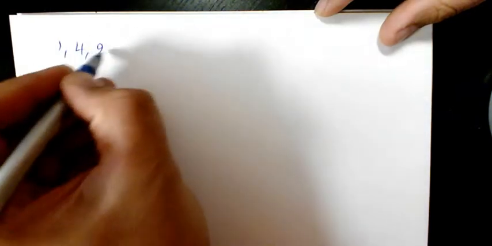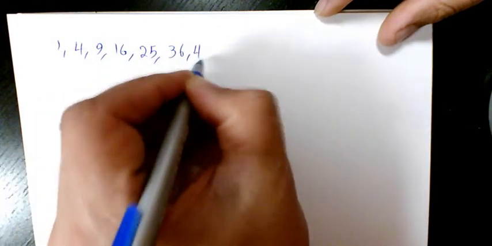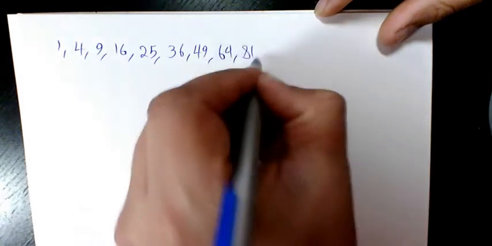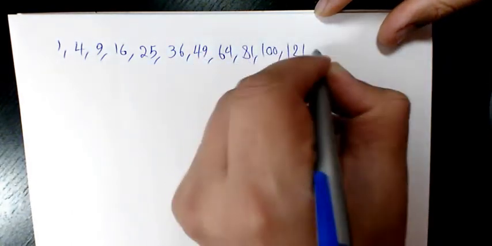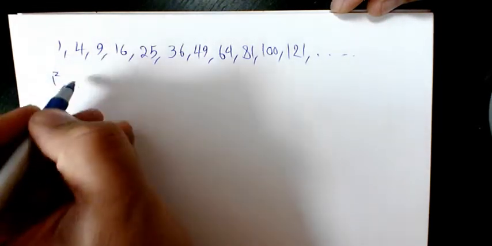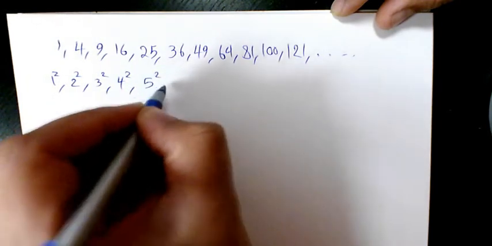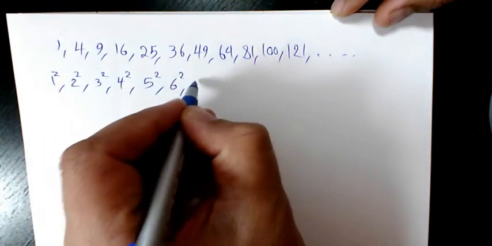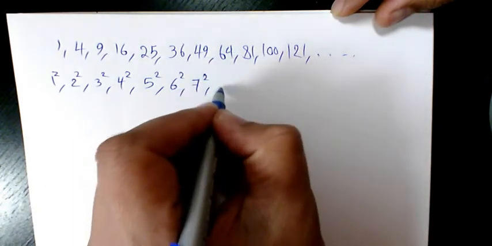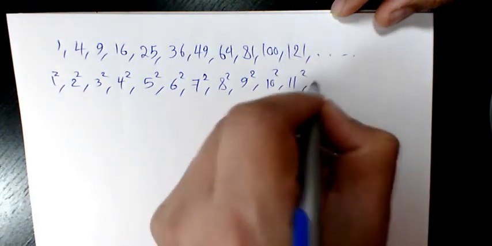When we are dealing with perfect square numbers, we are talking about something like 1, 4, 9, 16, 25, 36, 49, 64, 81, 100, 121, and so on. 1 is 1 squared, 4 is 2 squared, 9 is 3 squared, 16 is 4 squared, 25 is 5 squared, 36 is 6 squared, 49 is 7 squared, 64 is 8 squared, 81 is 9 squared, 100 is 10 squared, 121 is 11 squared, and so on.